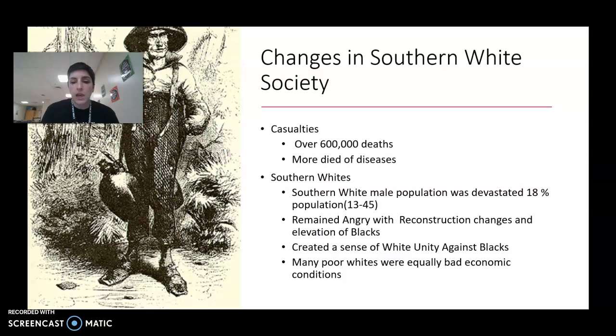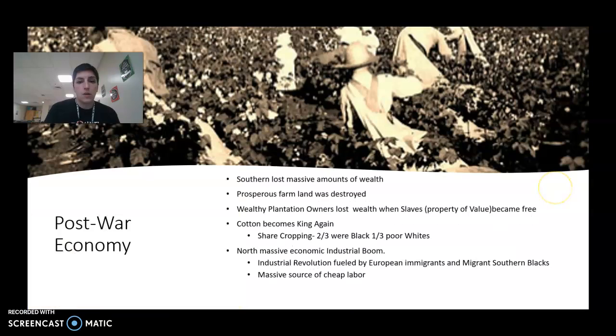They remained angry with Reconstruction changes and the elevation of blacks. They were really upset that blacks became citizens and were able to vote. That was a big problem. And they created a sense of white unity against black people. Many poor whites were in equally bad economic conditions. A lot of them were also uneducated and living in poverty similar to many people who were enslaved and became citizens, but they had very similar conditions to each other.